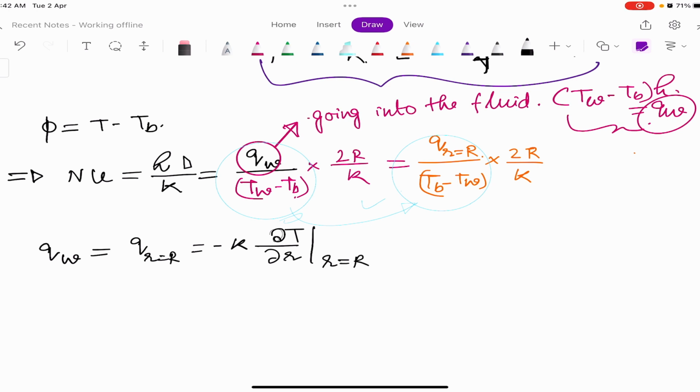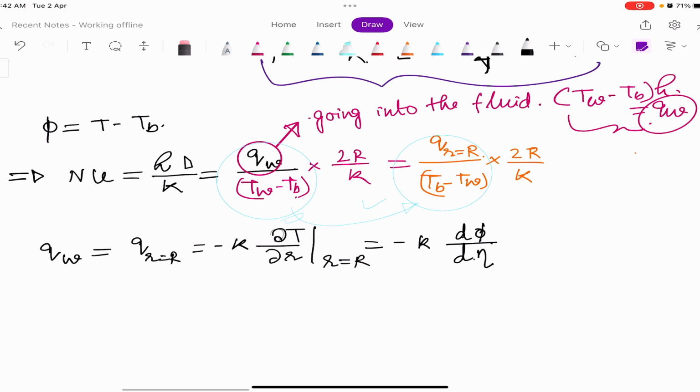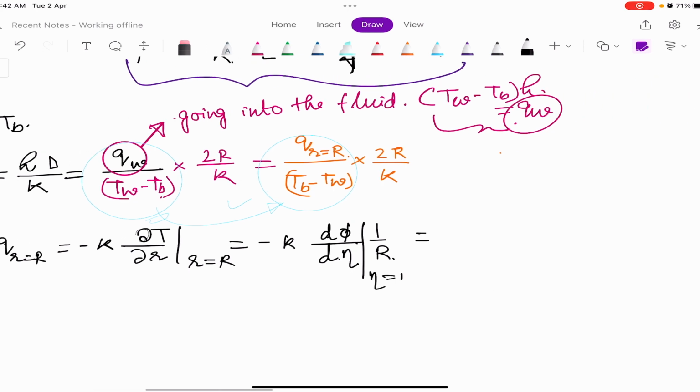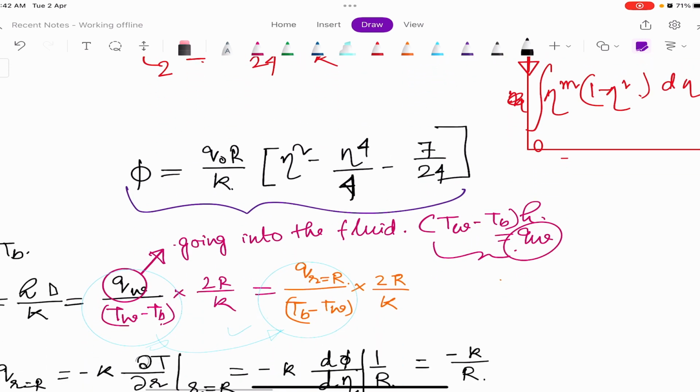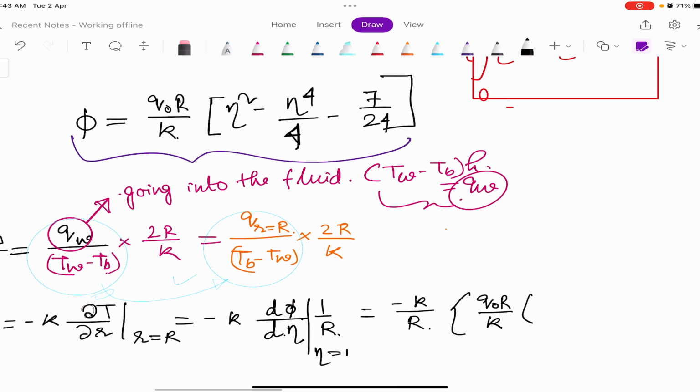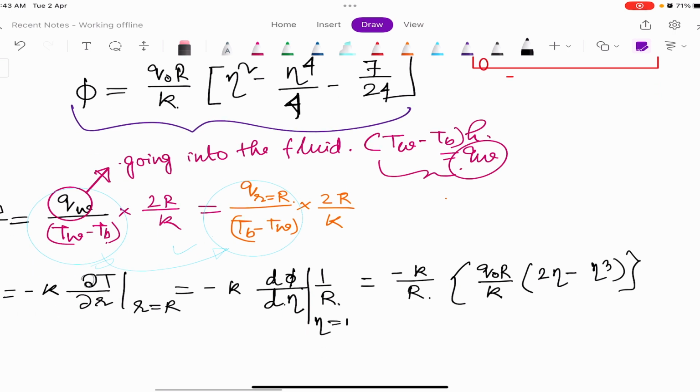at r equal to R. So this will be minus k d phi dr, d phi d eta into 1 by R at eta equal to 1. So this will be minus k by R into d phi d eta. So d phi d eta is what? D phi d eta is q naught R by k into 2 eta minus eta cube, right?